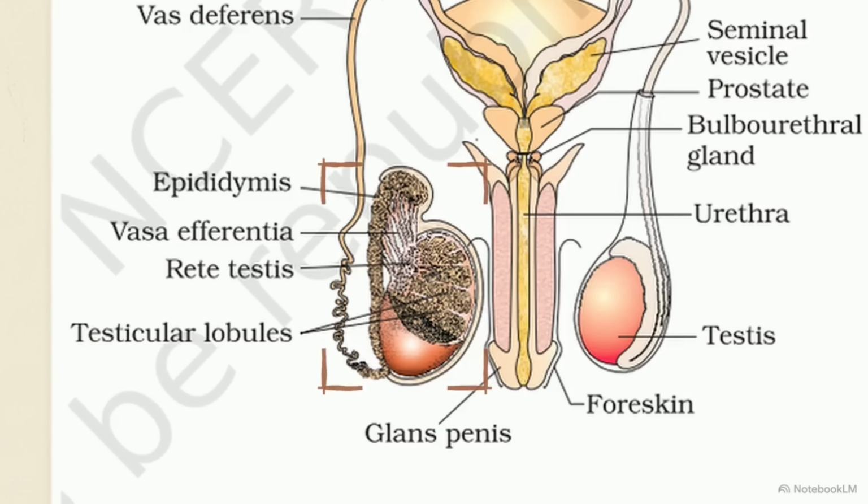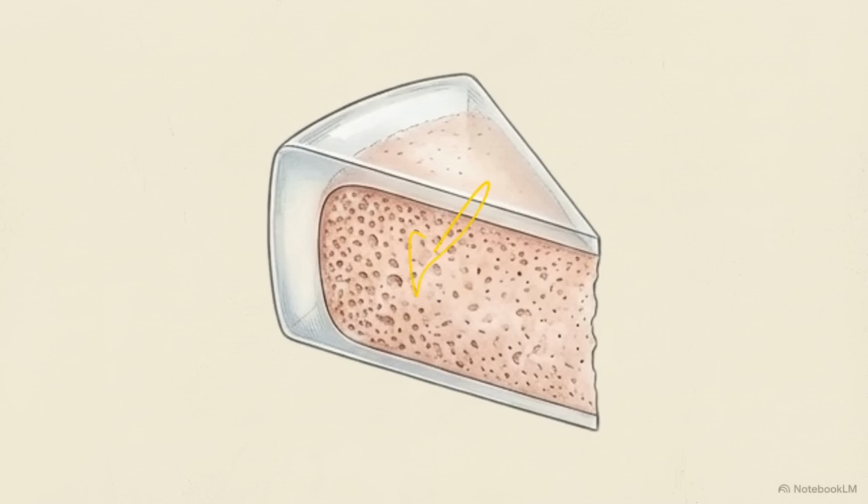Looking at this cross-section of the open testes on the left, we can see it is not a hollow sac. It is a heavily compartmentalized structure. Each testes is divided into approximately 250 distinct compartments, known as testicular lobules. Within every single lobule reside 1 to 3 highly coiled seminiferous tubules. These tubules are the exact sites where sperm production occurs.